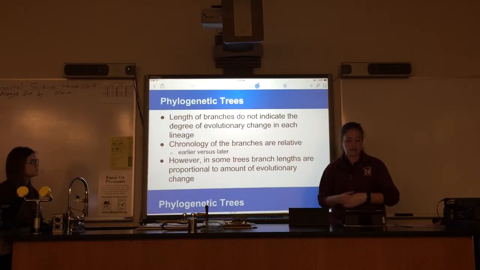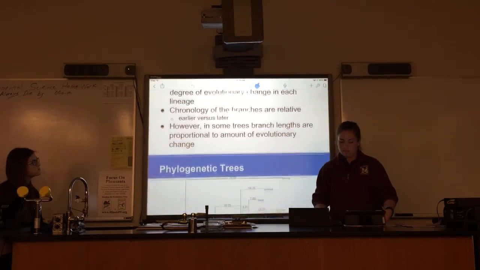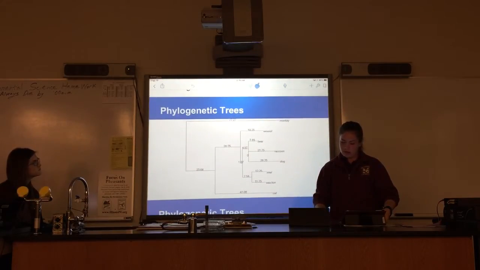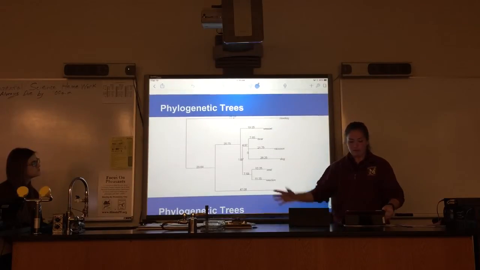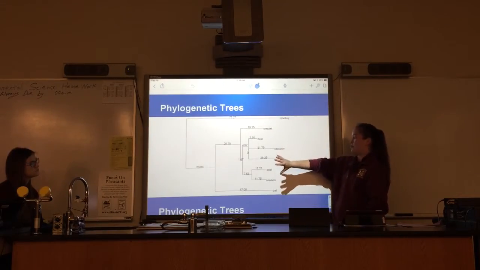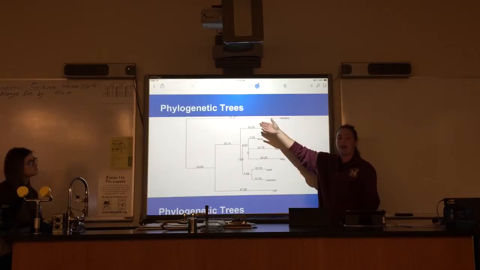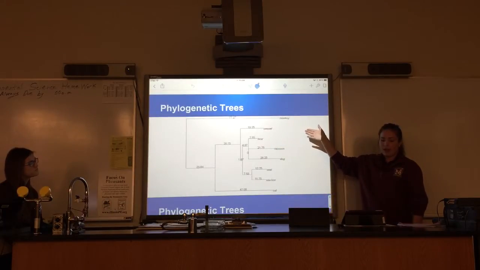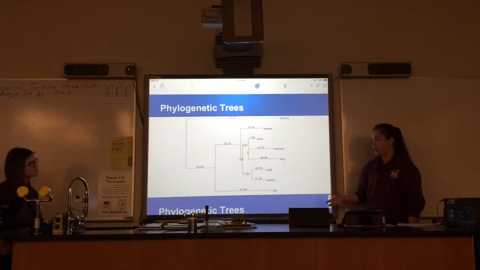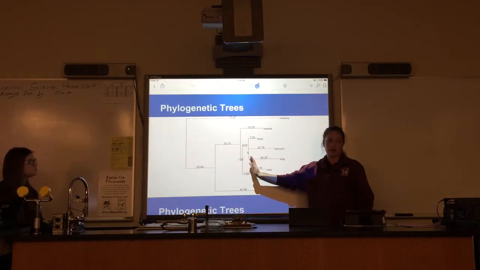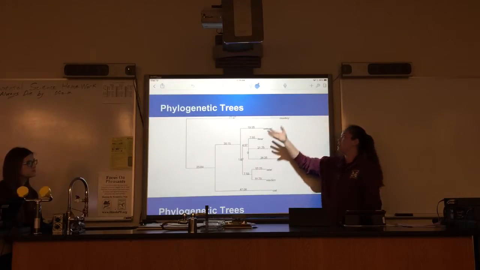Also, in some trees, branch lengths are proportionate to the amount of evolutionary change. For example, this is one. You can just ignore all the numbers and the animals on it. But what this is saying is that since this line is longest, it went through the most evolutionary change. Is that right? Yeah, it went through the most, since it branched off from a common ancestor, as opposed to these ones which have shorter branches. They didn't go through as much evolutionary change as the monkey did.